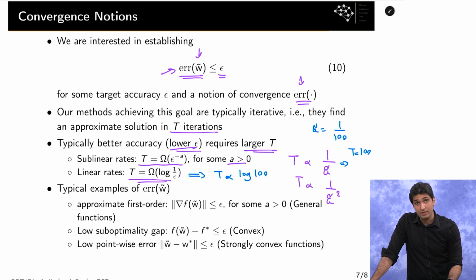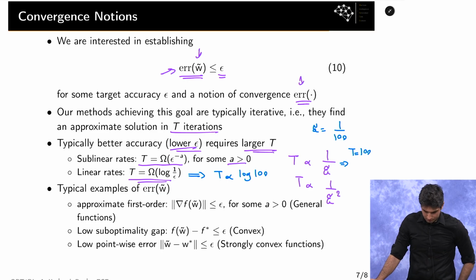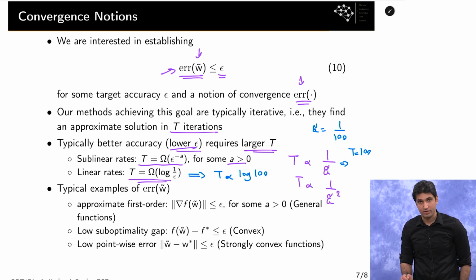Unfortunately, that's not typically the case when it comes to optimization problems that we deal with when training deep learning models. All right, so this is an example of linear versus sublinear rates. Let's also talk a little bit about some examples of these convergence criteria, or the error functions that we deal with in this course.